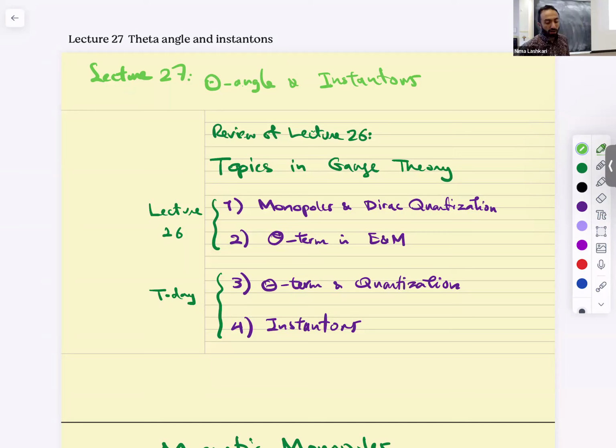Just to put things in the context, we said that the theta term is topological. It does not change classical equations of motion. So it has no consequences classically. What about quantum mechanics? It turns out that it does have effects in quantum mechanics. We're going to discuss that. So that's what I mean by theta term and quantization. The spectrum of the theory depends on the theta term. And then we're going to talk about instantons.